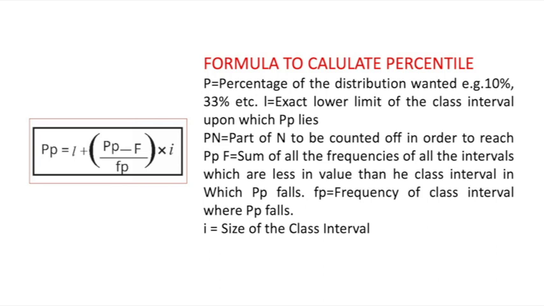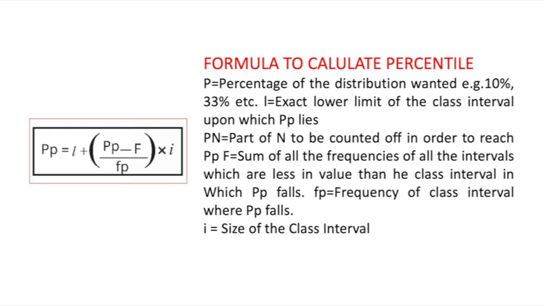Now, I will first tell you the abbreviations and what they mean, because in statistics, unless you know the abbreviations in the formula, you can't solve the problem. If it is clear, there is no problem at all. It is a very easy task, a cakewalk. Small p is the percentage of the distribution wanted, for example 10%, 33%, etc. If I ask you to calculate the 10th percentile, you will write P10. If I ask you to calculate the 33rd percentile, you will write P33, and so on.